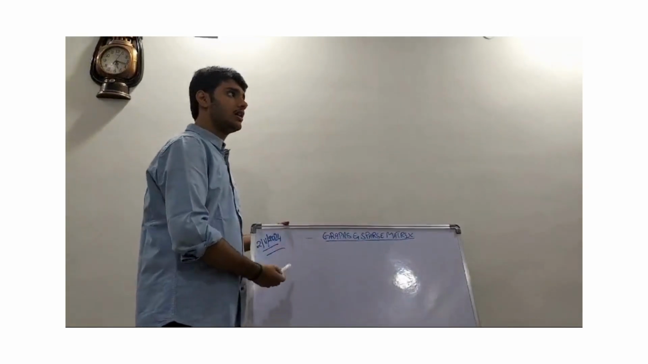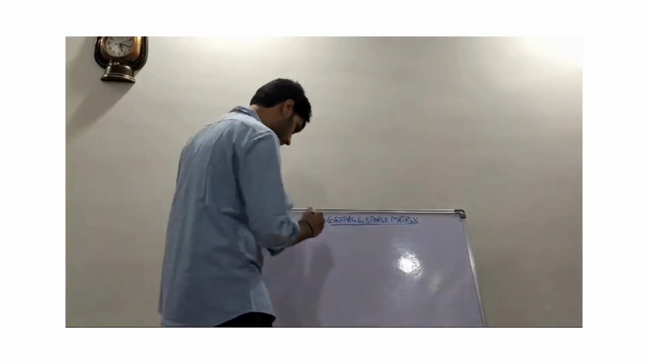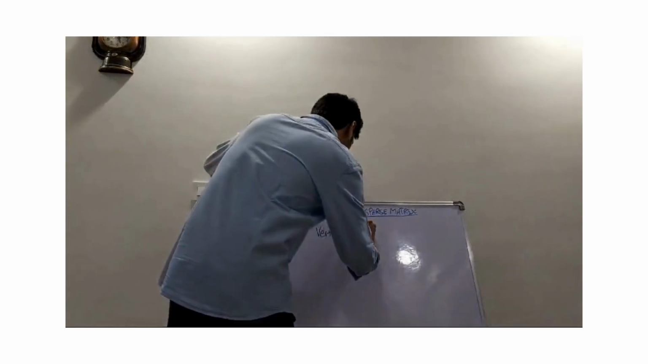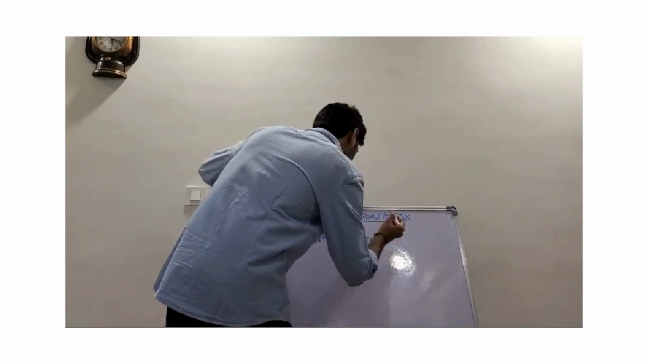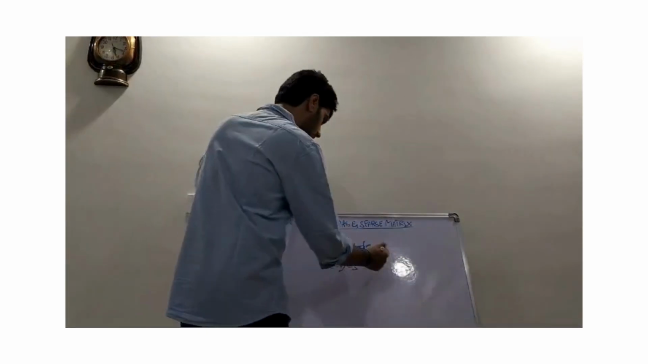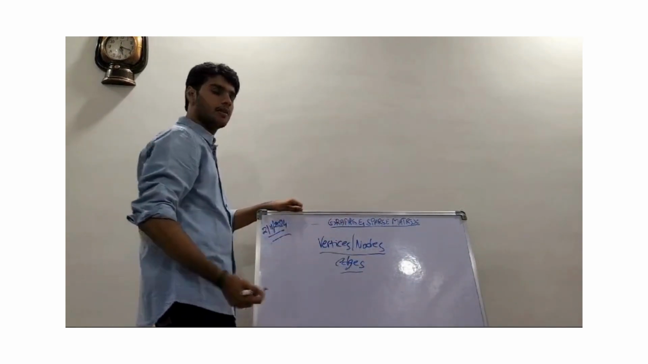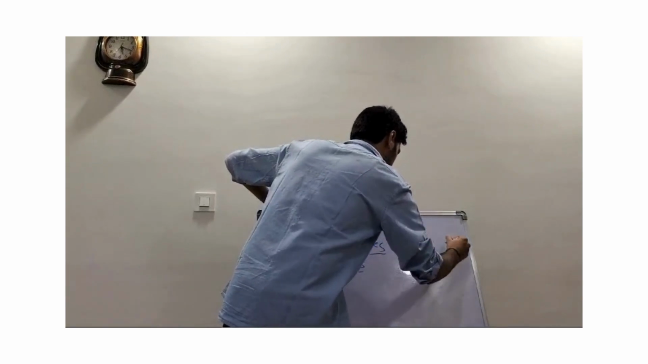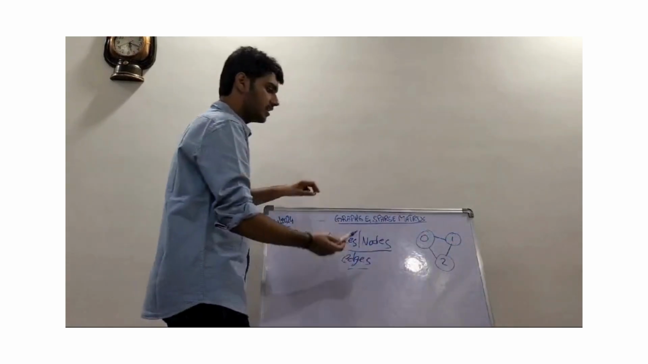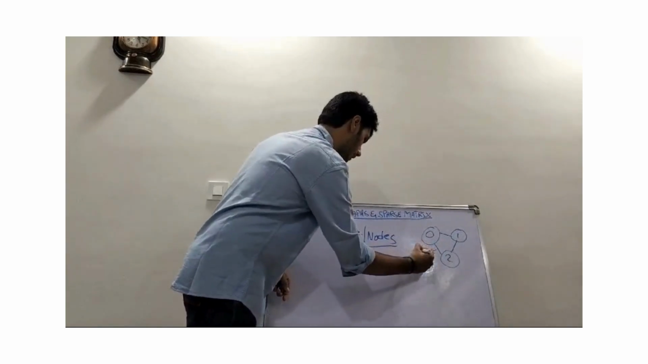Graphs are a non-linear data structure and they can be defined as a set of vertices, which can also be called nodes, and edges. A graph can be defined as a set of vertices or nodes which are connected by edges. This here is an example. These three, 0, 1 and 2, are the vertices, while this here is the edge.